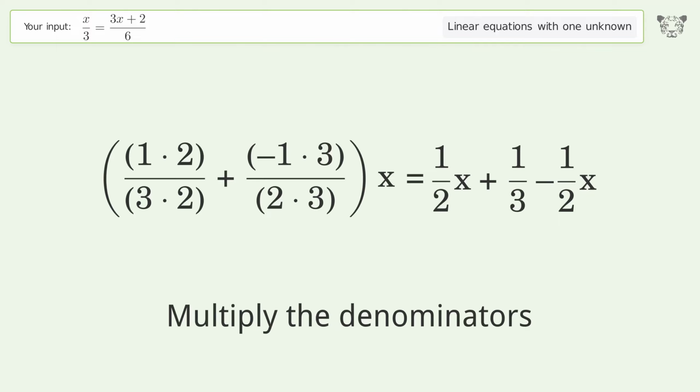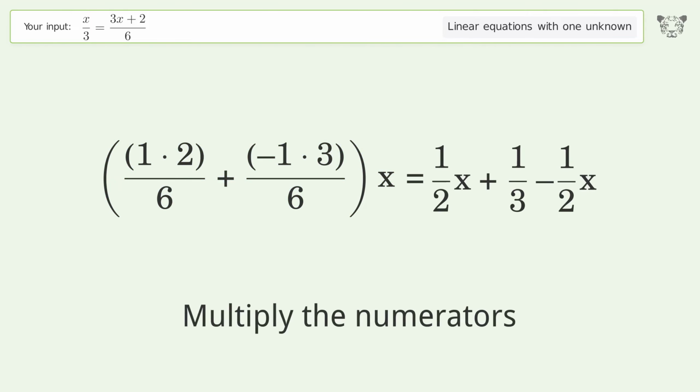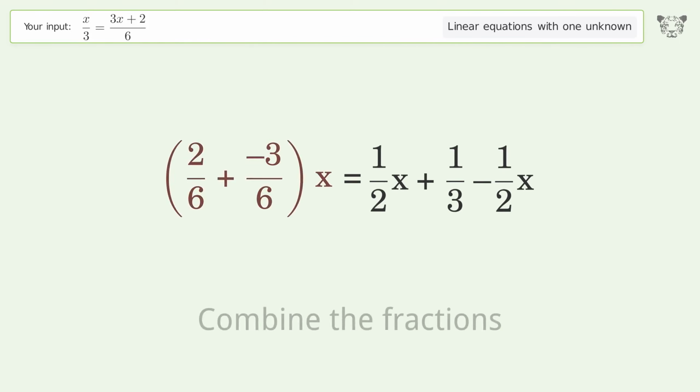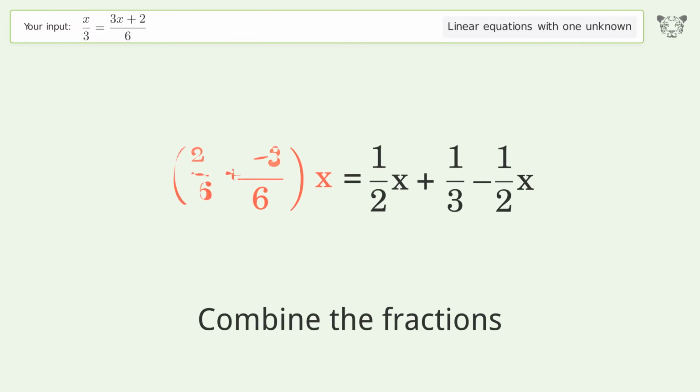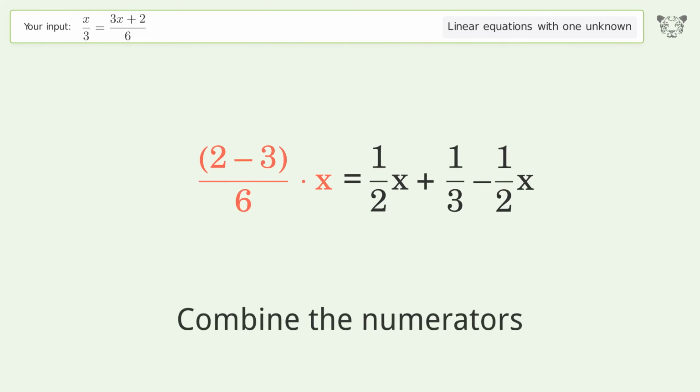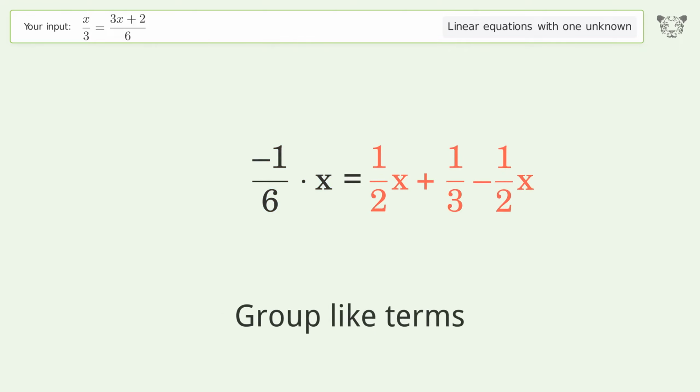Multiply the denominators. Multiply the numerators. Combine the fractions. Combine the numerators. Group like terms.